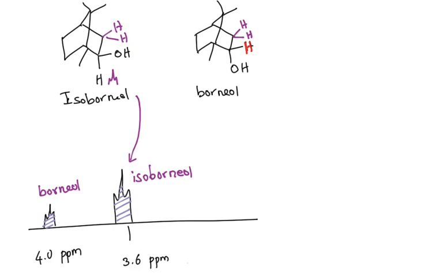Look at the area, and the computer can calculate the area and give it in the bottom, like here. It could be 3 or 4, and this one could be 1, which means you have a 3:1 ratio of isoborneol to borneol, right? That is how you measure the amount of two stereoisomers in your compound.